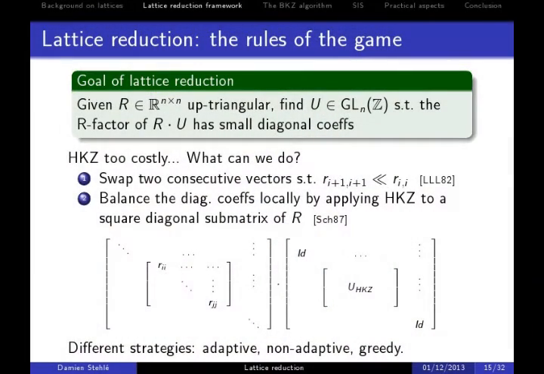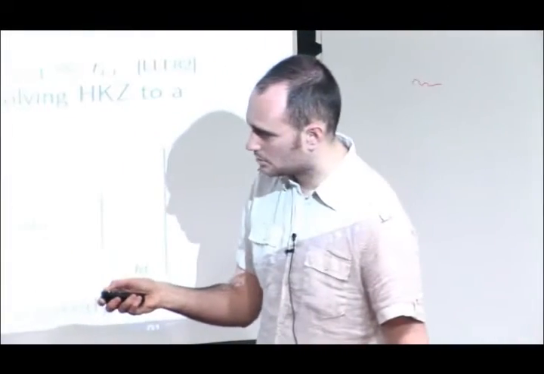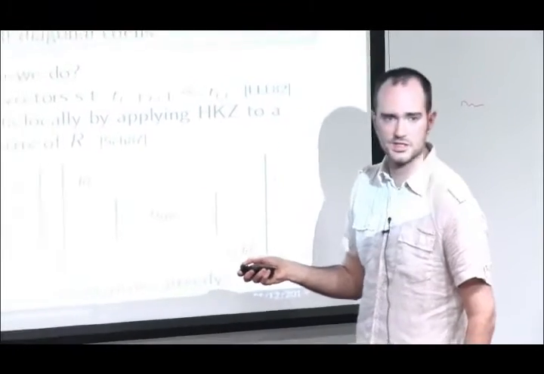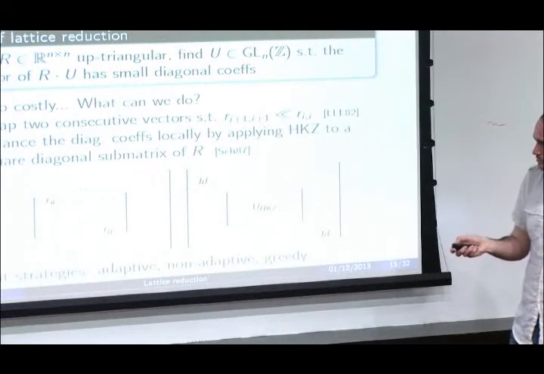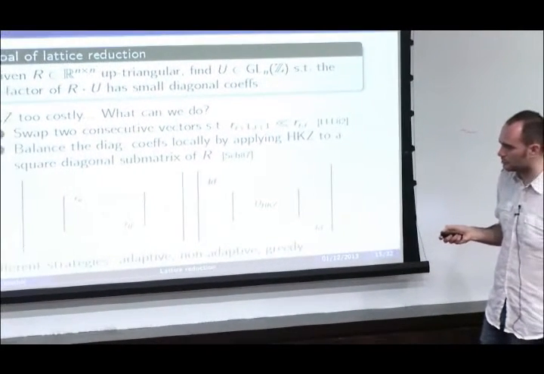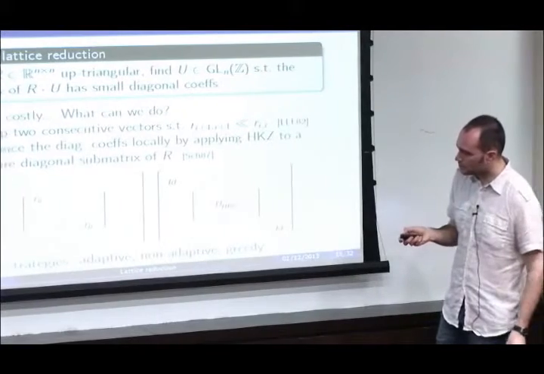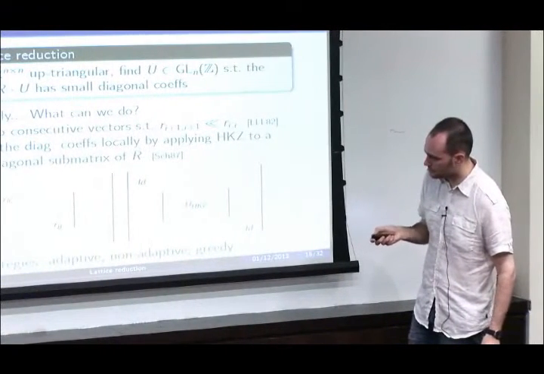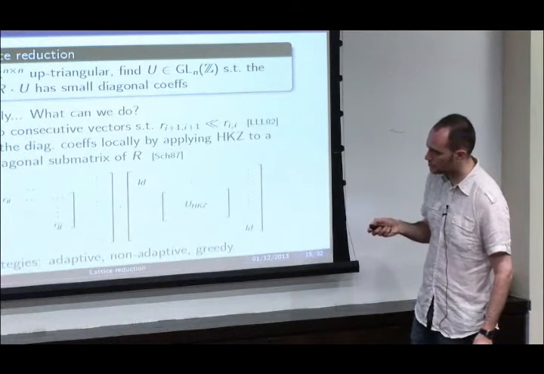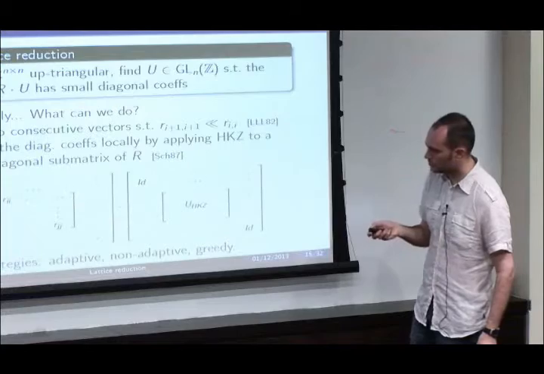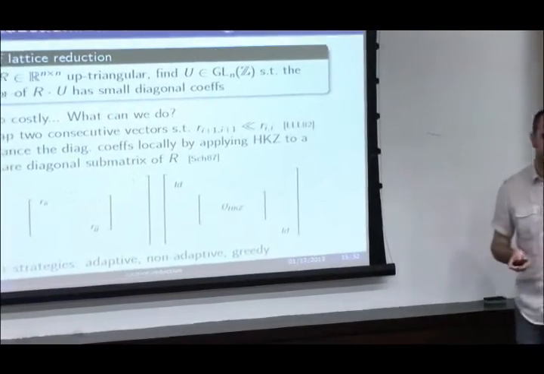So what does it mean? I have my R, and say I look at this diagonal subblock. I take this as input to HKZ and I get a unimodular matrix U_HKZ. If I do this times this, I get something small or balanced. Now I apply this transformation locally to this block within the whole R. That means I keep the first columns, I apply U to the block, and I keep the last columns. This has the effect of locally balancing the diagonal coefficients.